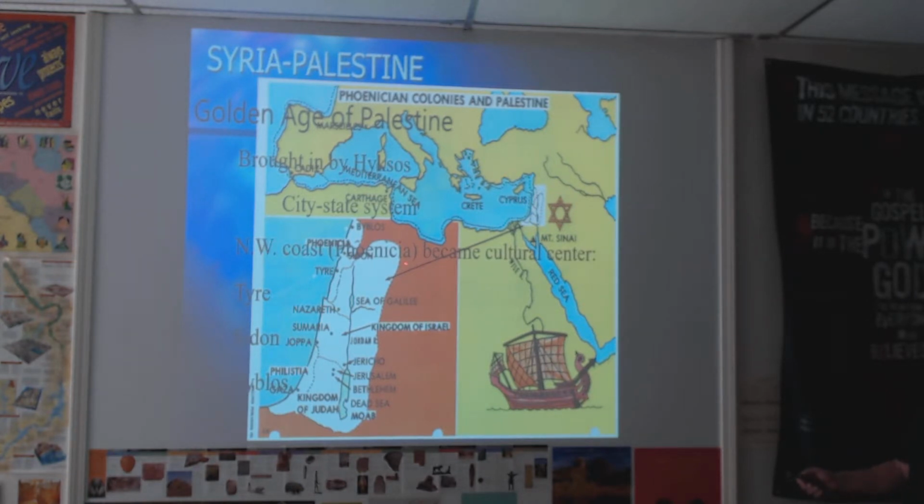The northwest coast became a cultural center, which is Phoenicia, so along here. And they included the cities of Tyre, which you see there, Sidon, which is not pictured, it should be in there, and Byblos, which is up here. Those are the three main cities of Phoenicia.